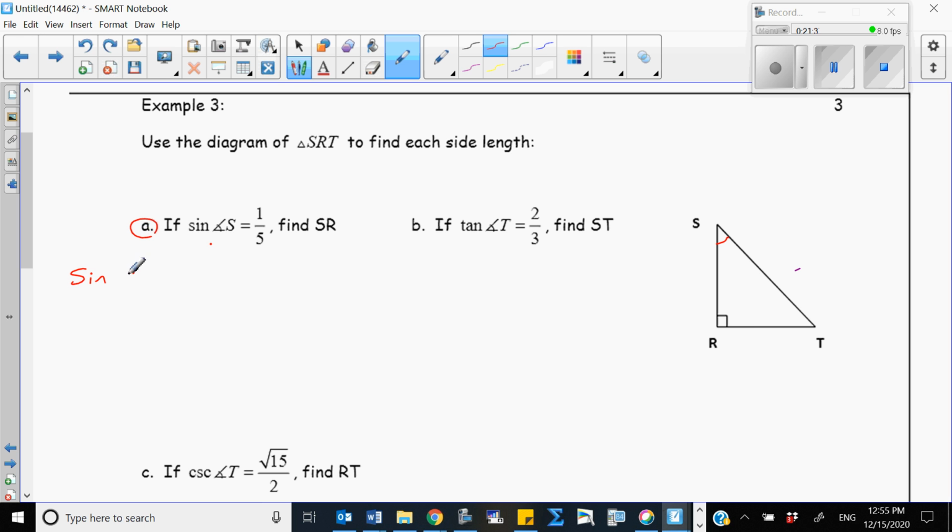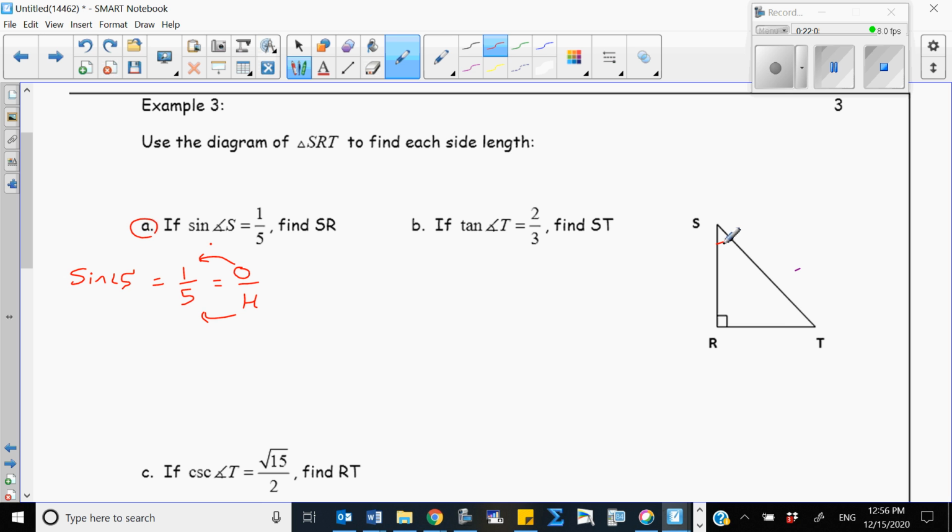Sine of angle S is equal to 1 over 5. On the other hand, we know that sine is opposite over hypotenuse. So if I have the ratio of the sides, I can match them here. I'm going to say the opposite of this angle is 1, hypotenuse is 5. Just match the top by top and bottom by the bottom.